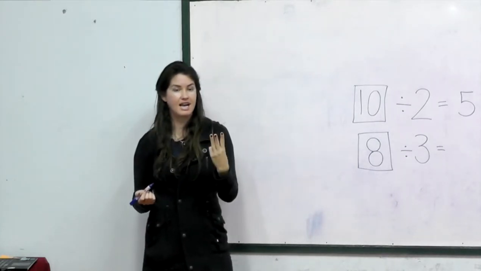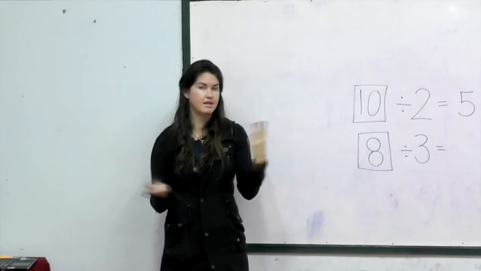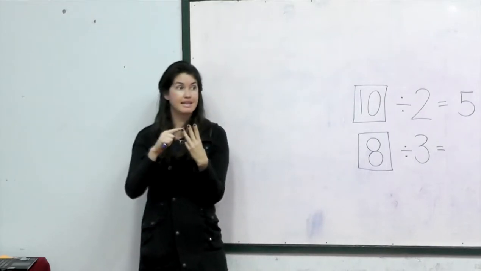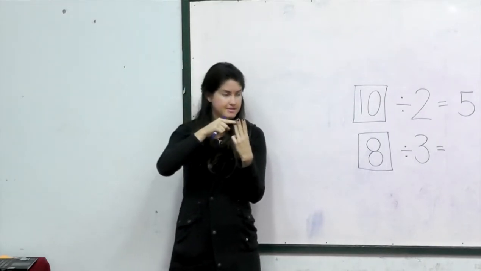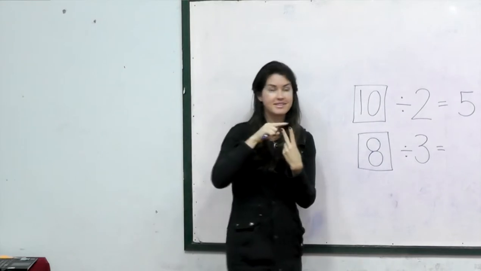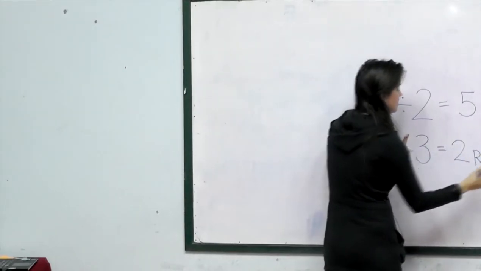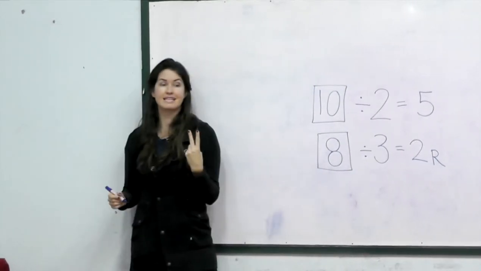6, 9. What number are we looking for? 8. So we went to 9. Is that too high? Yes. Yeah, let's go back down to 6. How many fingers? 2. We're going to stop at 2. We stopped at 6.